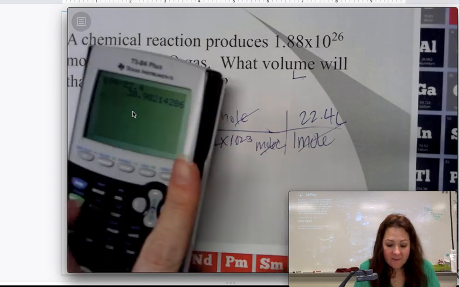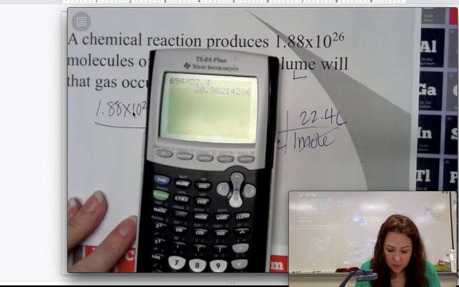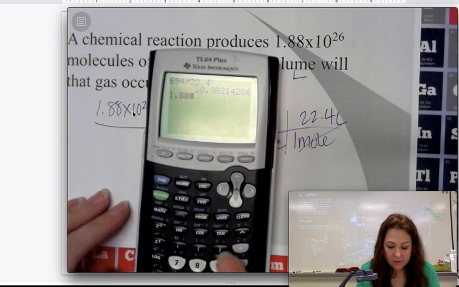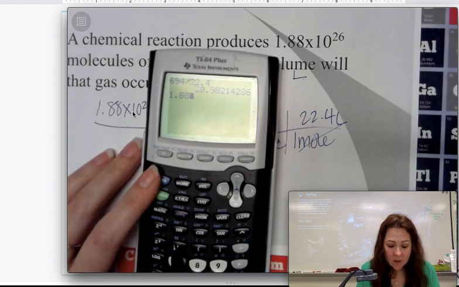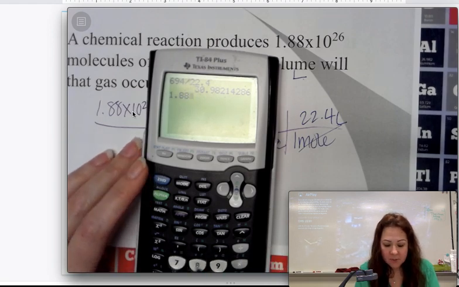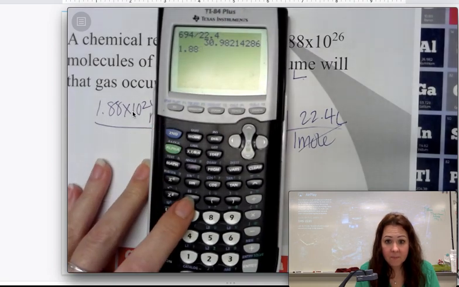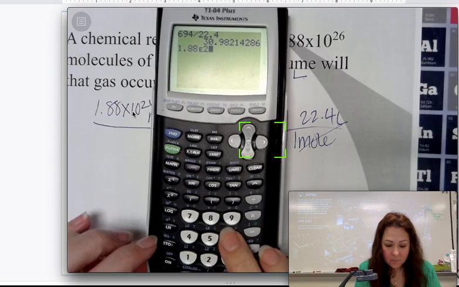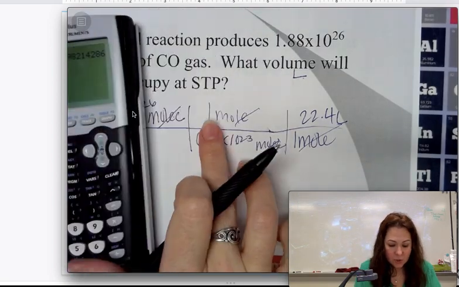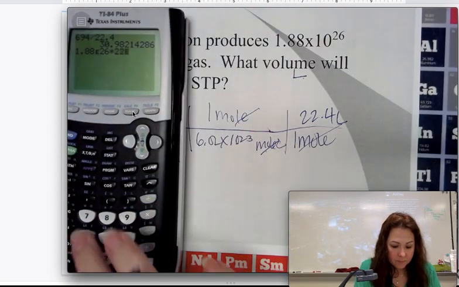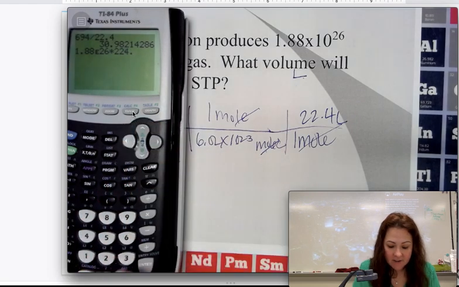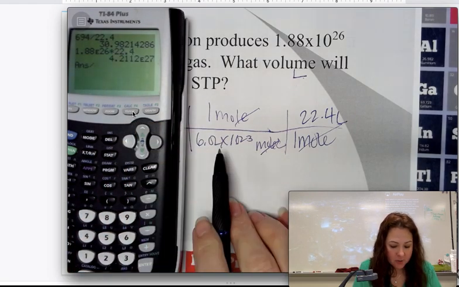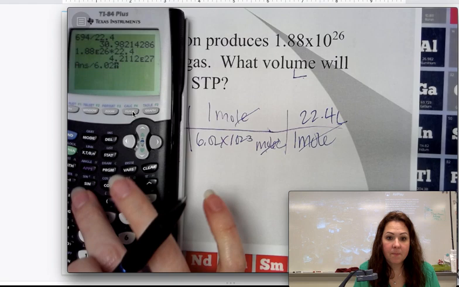So when I have my scientific notation, the 1.88, remember we have to use this EE button right here. So to get to that EE button, I'm going to push second E, and then it's just a 26. Times 1 times 22.4. Divided by Avogadro's number, 6.02 second E, 23.